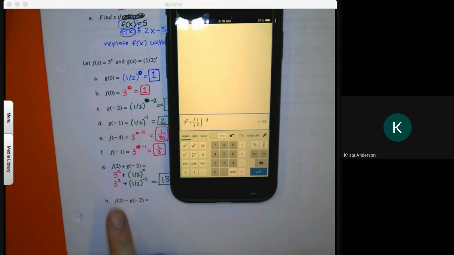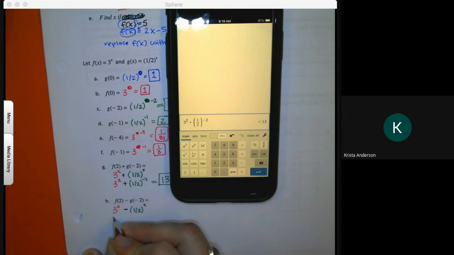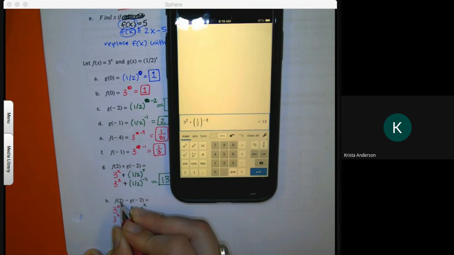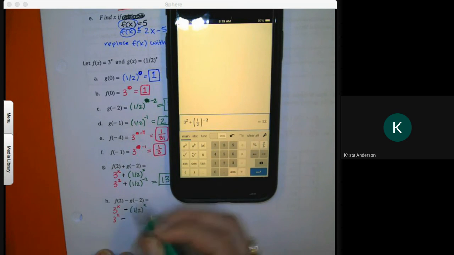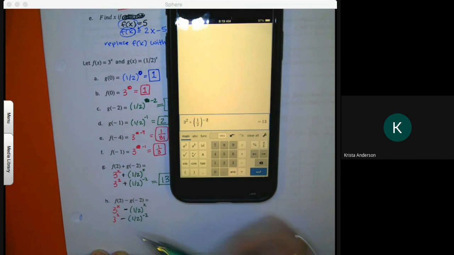H, if you notice, it says it has f, which would be 3 to the power of x, then a minus sign, g function. Instead of having the x's, I'm going to replace the first one with a 2. And then I'm going to replace the second one with a -2. You'll notice they look exactly the same. The only difference is I need to change the plus sign to a minus.